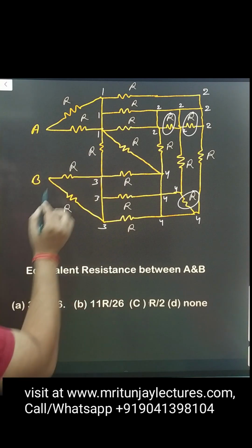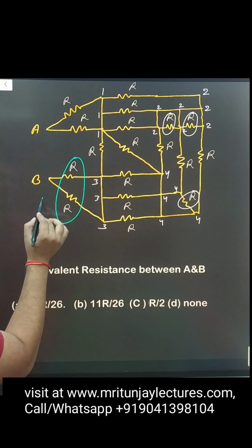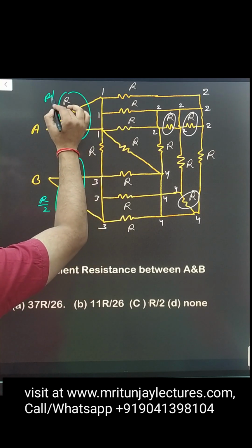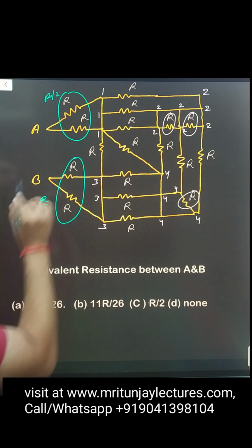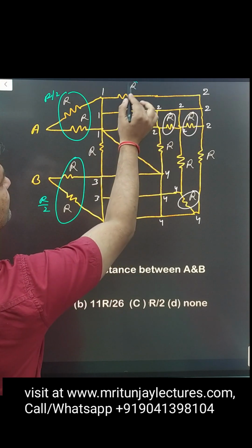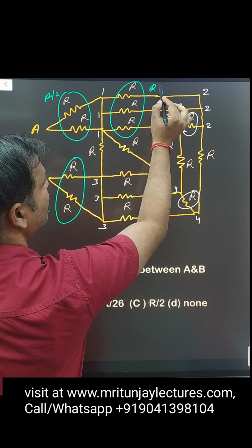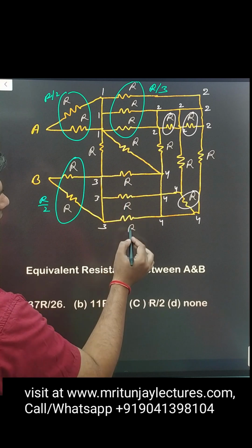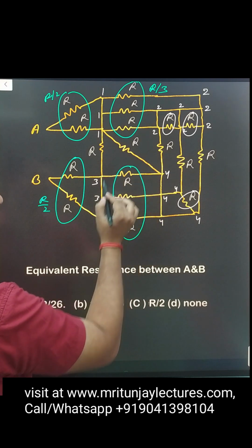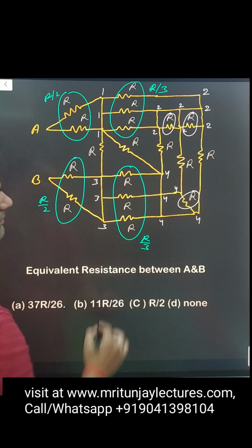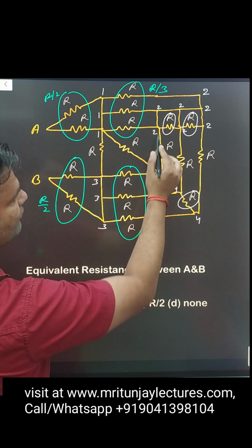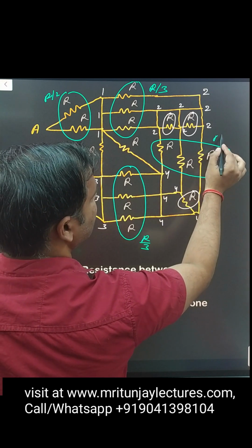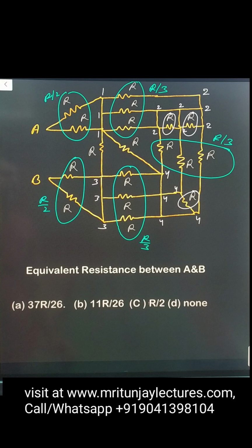look, the combination of these two, how much is that? R by 2, both are parallel, and the combination of these two is R by 2, okay? 1 to 2, 1 to 2, 1 to 2, these three resistances are in parallel, so that is R by how much? R by 3. Similarly, these three are also in parallel, so that combination is R by 3. Clear? 2 to 4, 2 to 4, 2 to 4, these three are also in parallel, that is R by 3. Clear? Clear or not?